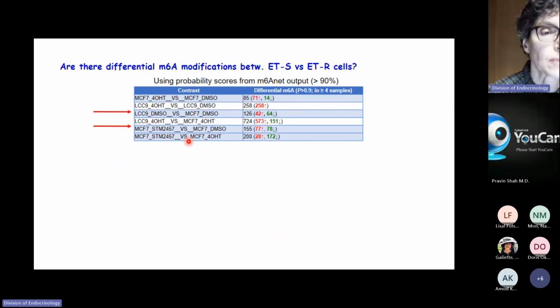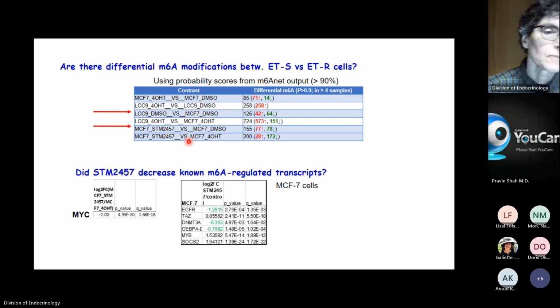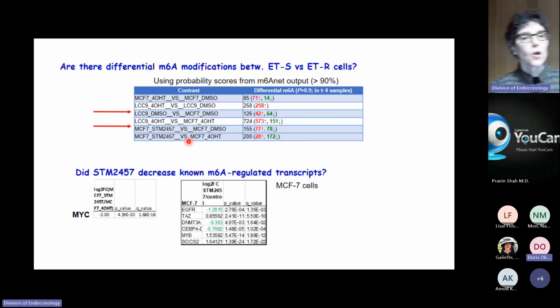That's the transferase activity, because we're using a 24-hour treatment. So I wanted to know if STM2457 decreased known M6A regulated transcripts. A big one that people have reported since about 2016 is MYC. It has a number of M6A modifications in the transcript. And in fact, we saw a decrease in MYC with STM2457 treatment of MCF7 cells. So yay, that means that STM2457 is doing what we would expect based on the literature.